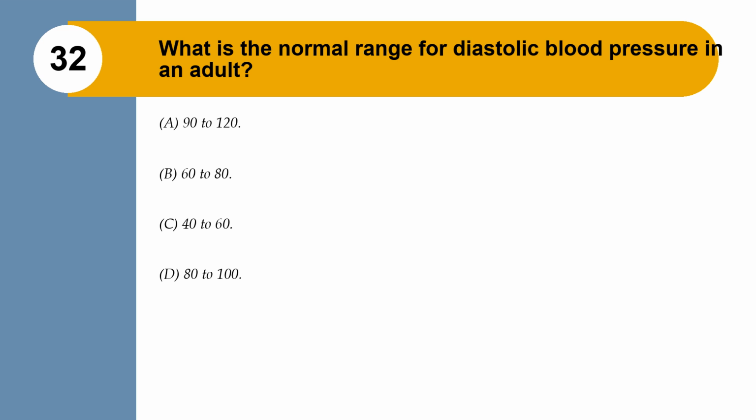Option A, 90 to 120. Option B, 60 to 80. Option C, 40 to 60. Option D, 80 to 100.